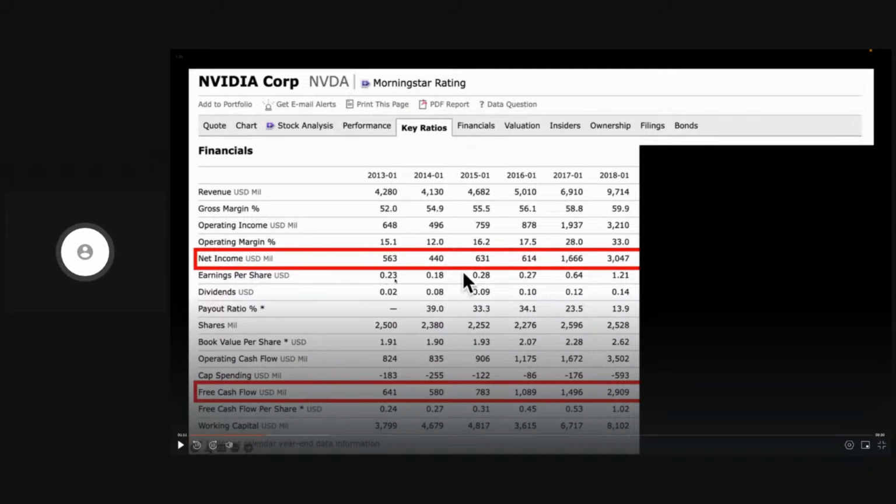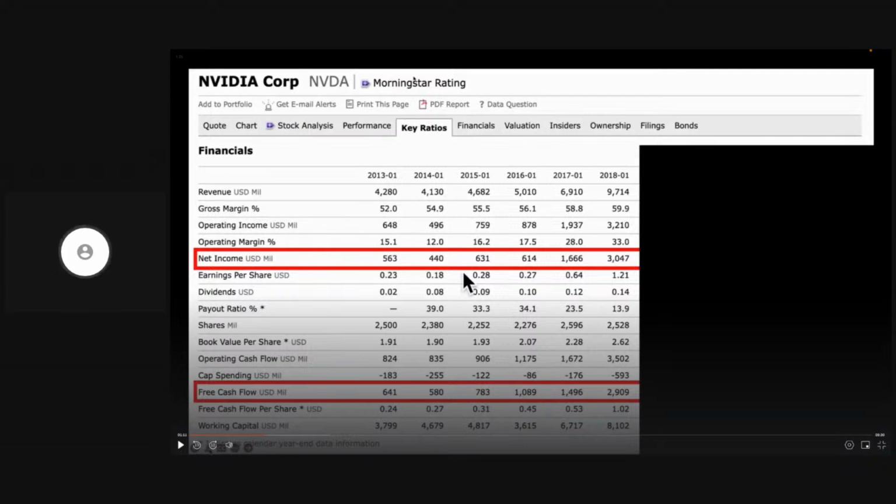A consistent rise of earnings per share, which makes sense because it's a derivative of net income. A consistent rise of dividends. There is a somewhat stabilization of shares, which is good. You don't want a lot of shares, right? Book value per share, a consistent rise. Okay. A free cash flow increasing in the billions. Again, these numbers are in millions.